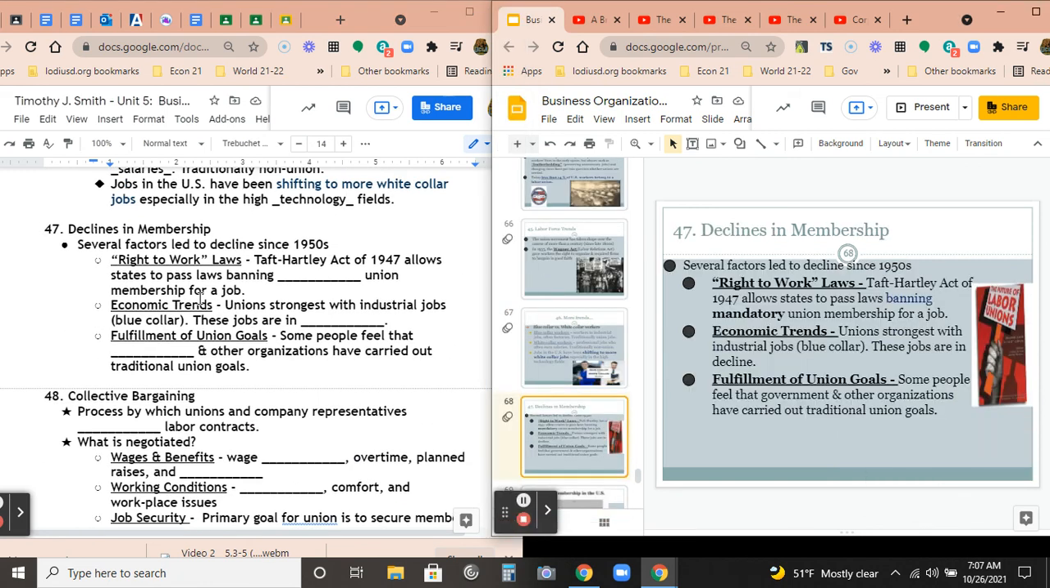Let's go to the next one. Declines in membership. There are several factors that led to a decline in union membership since the 1950s. This is decline in union membership.